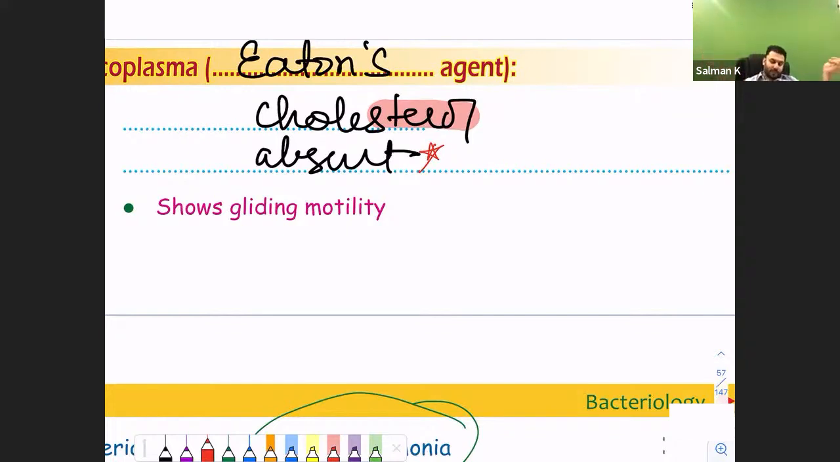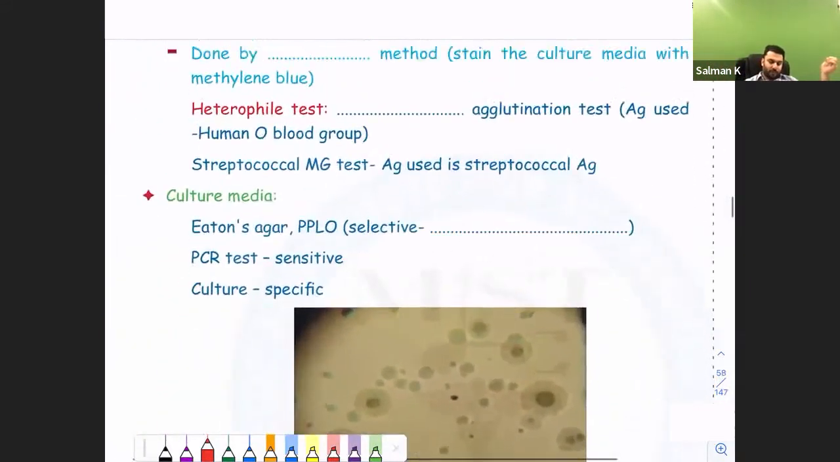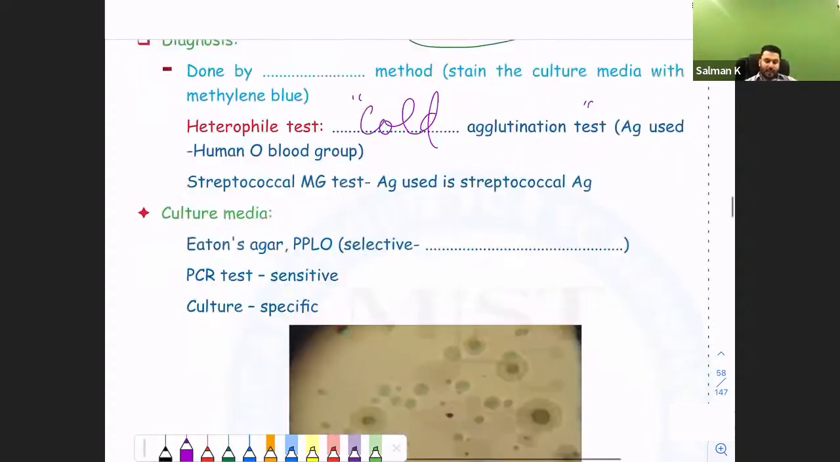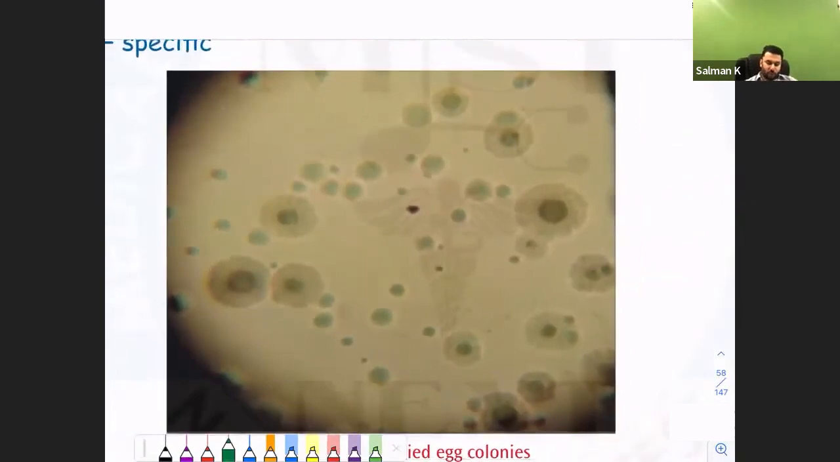Okay. Next point is this. For the identification of this organism, please remember one last heterophile test called the cold agglutination test. Now, appearance-wise, this organism shows what are called fried egg colonies. Okay, this is described as the fried egg colonies of Mycoplasma pneumoniae.